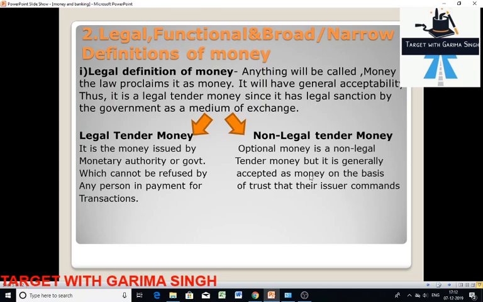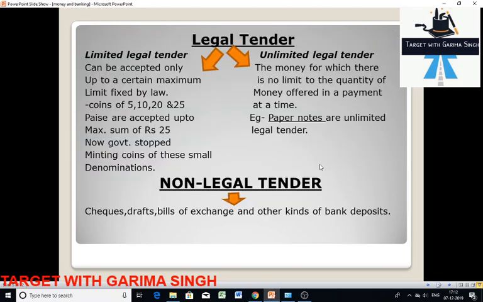Other is non-legal tender money. This is also called optional money, but it is generally accepted as money on the basis of trust and their issuer's command. It comprises credit instruments such as cheque, draft, bill of exchange. Now in the next slide we're going to discuss legal tender. It is divided into two parts: limited legal tender and unlimited legal tender.